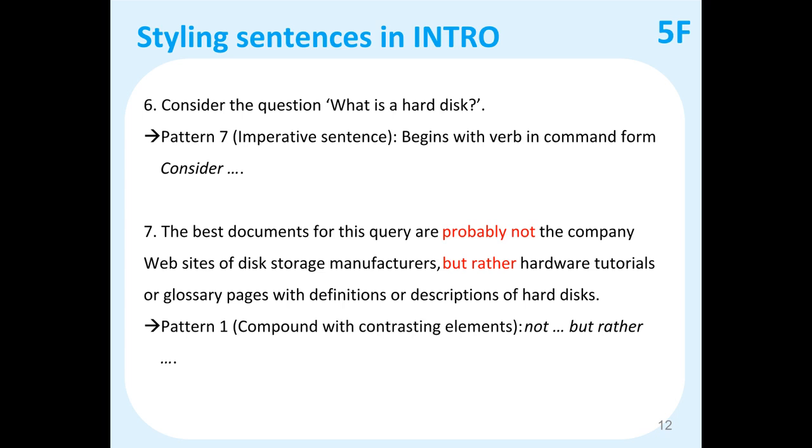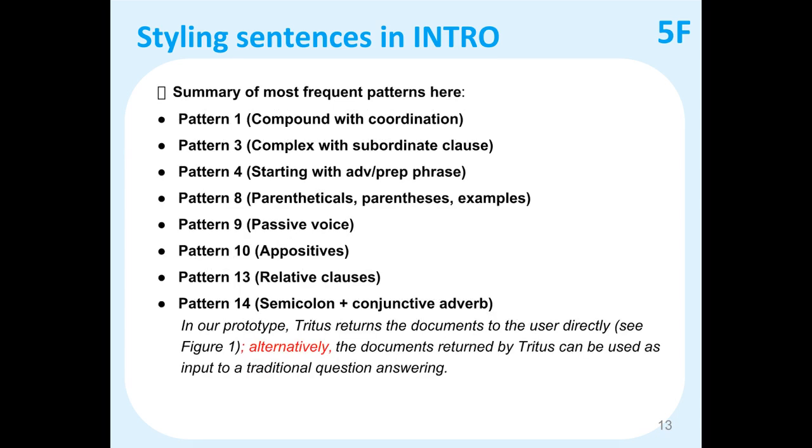Now, the next sentence, the best documents for this query are probably not, but rather. This is an example of pattern 1, compound with contrasting elements, not, but rather. Notice how this pattern sets up a contrast very clearly. Both of these are excellent ways to give shape and rhythm to your introduction. If we look across the ALG paper, these are the sentence patterns that appear most frequently. Coordination, subordination, introductory adverbs or prepositional phrases, parentheticals, passive voice, appositives, relative clauses, and semicolon structures.